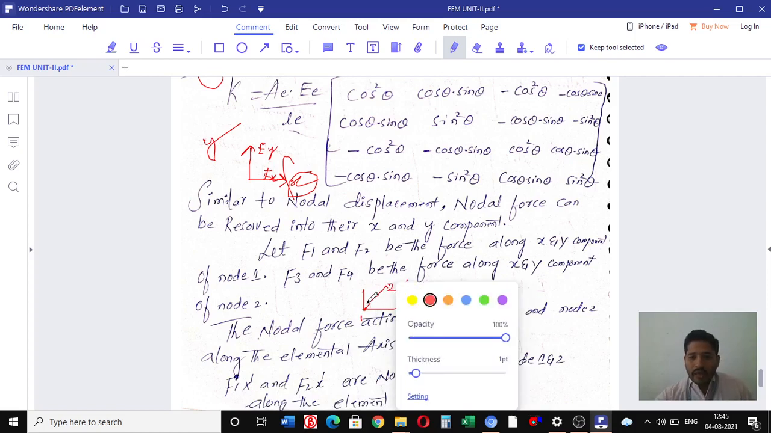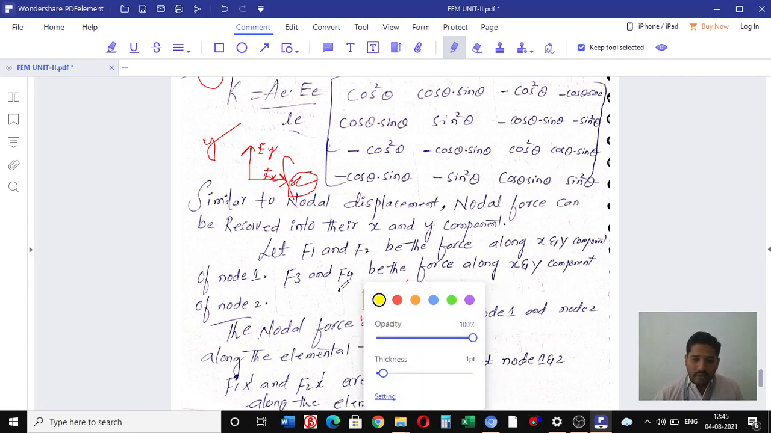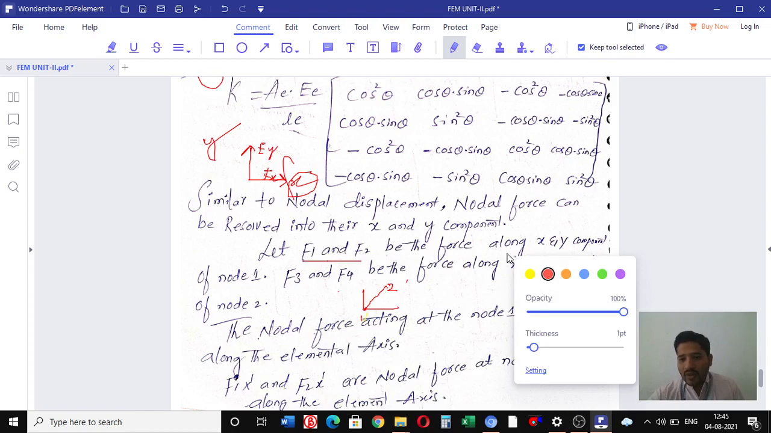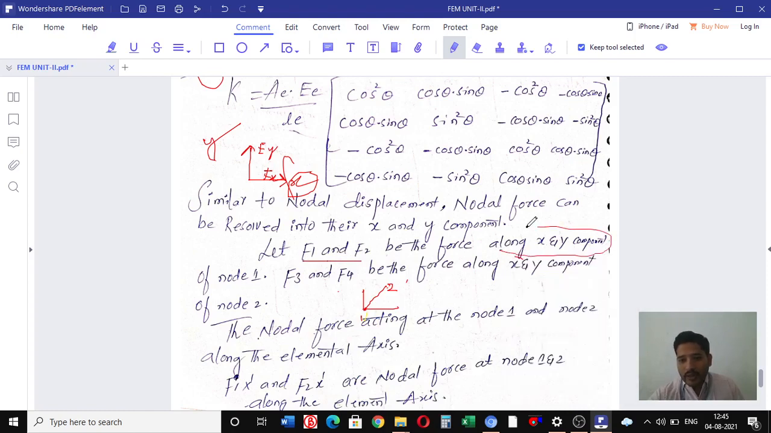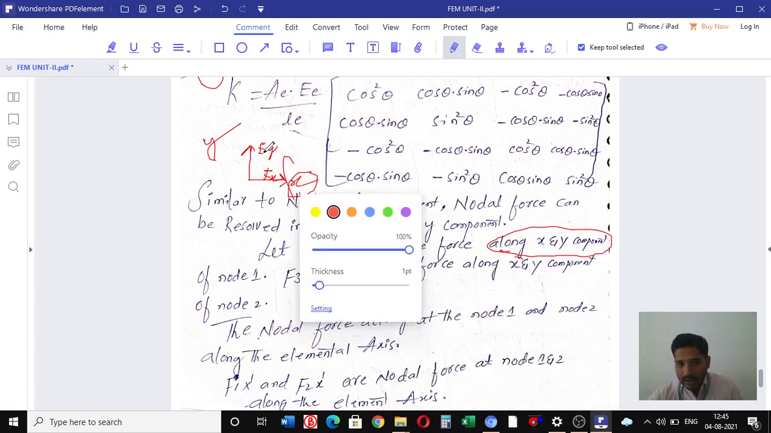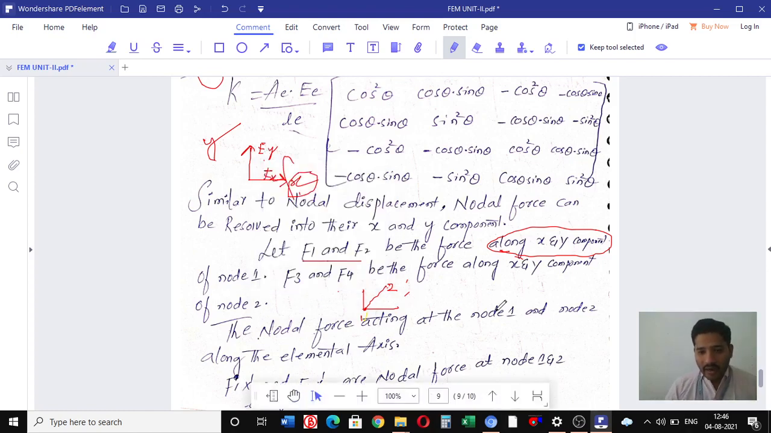the second point. So we can represent here, let F1, this is force F1. Let us see, let the forces F1 and F2 be the force along the x component as well as along the y component. The forces F1 and F2 along the x component as well as the y component are acting at node 1. The forces F3 and F4, along the x and y components, are acting at node 2. The forces are acting at node 2, or we can resolve in this way.